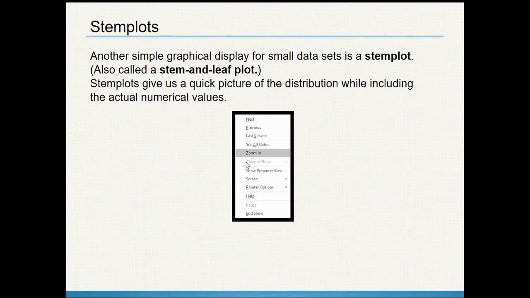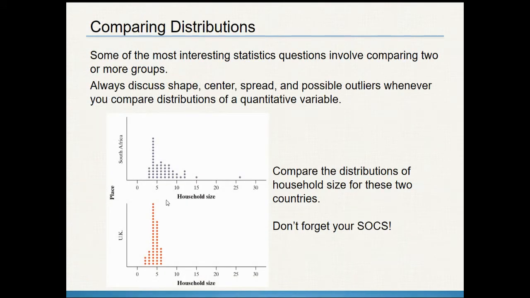We don't want to forget, if we're looking to compare these two distributions, we can see that roughly they're centered at about the same value, around 5, but there's less spread with the UK versus South Africa. South Africa is a bit more skewed to the right because there are some outliers out here, whereas the UK is roughly symmetric. So we've discussed the shapes, the centers, the spread, and the outliers. It doesn't seem like the UK has any outliers here, but South Africa does.